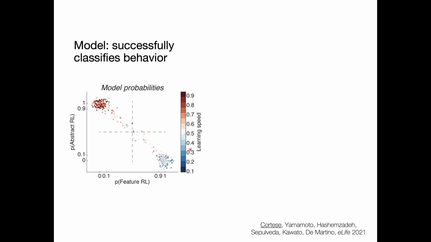As you can see here from this color bar, this appears strongly linked to the overall learning speed. As I was showing in the model simulation, our abstract RL is faster, as expected, because it has less space to explore. So it is natural to see also that when participants are learning quickly, they're also more likely to have used an abstract strategy.